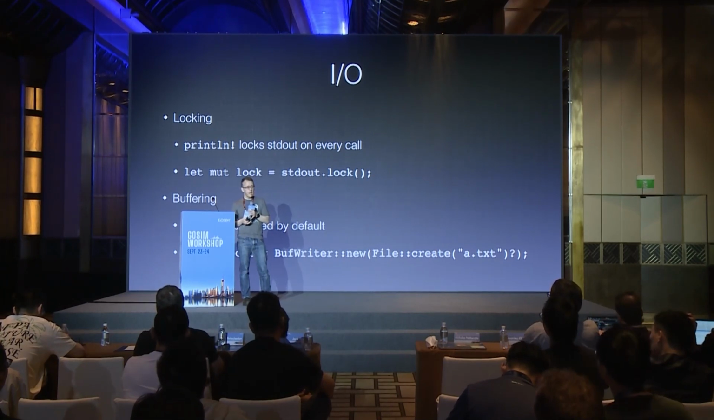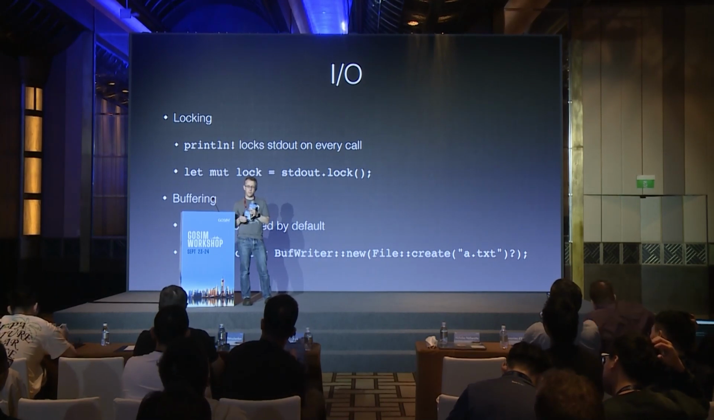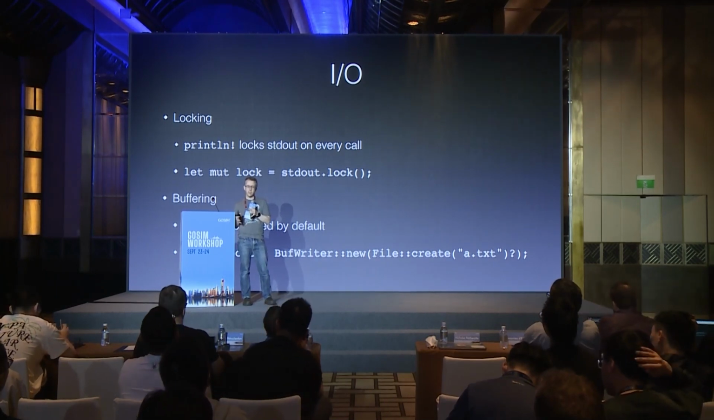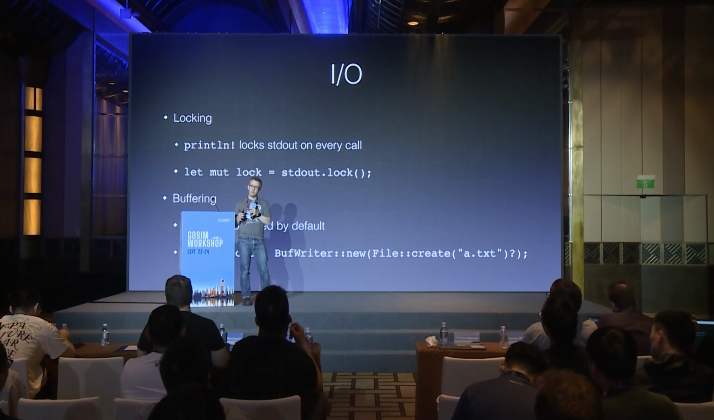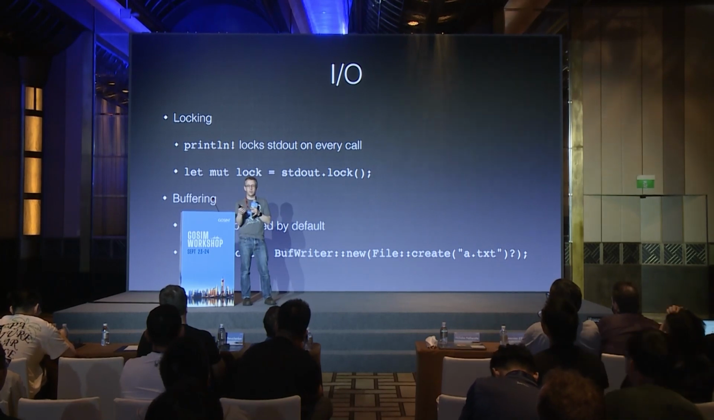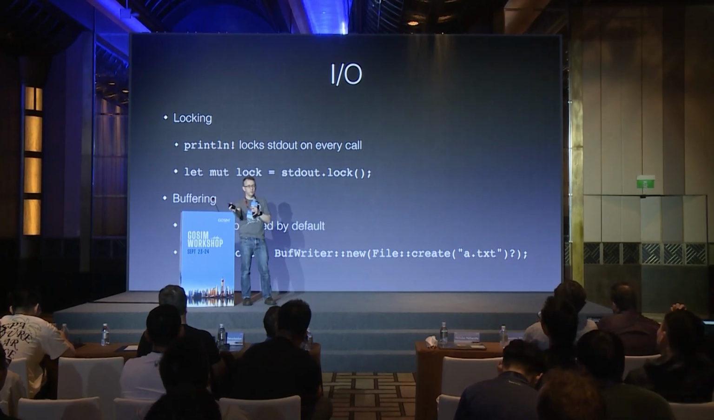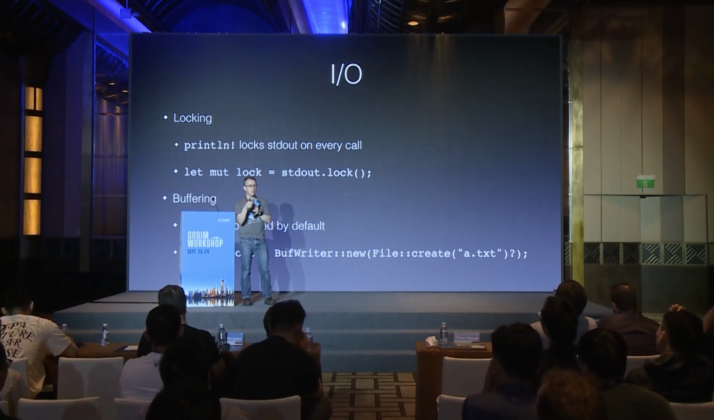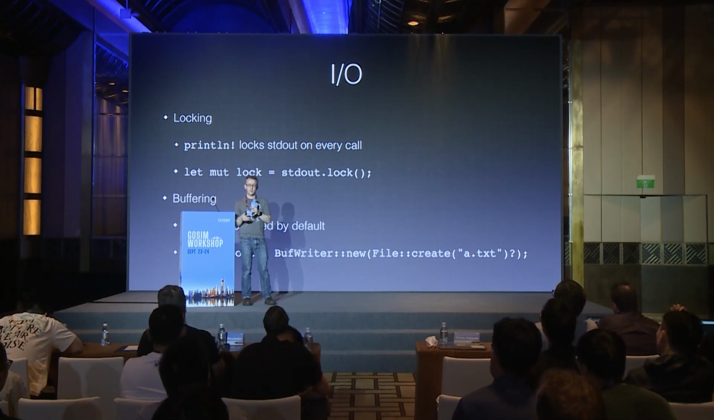Next is input and output. The two things to know about here are locking and buffering. When it comes to locking, for example, the println macro, which is very commonly used, locks standard output on every call. So every call to println, you lock standard output, you do the writing, and then you unlock it. So if you have a lot of println calls in quick succession, you'll be doing a lot of locking and unlocking.